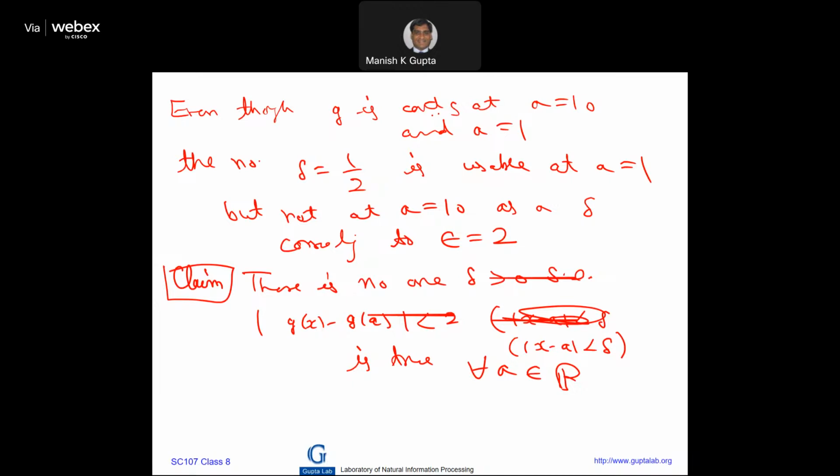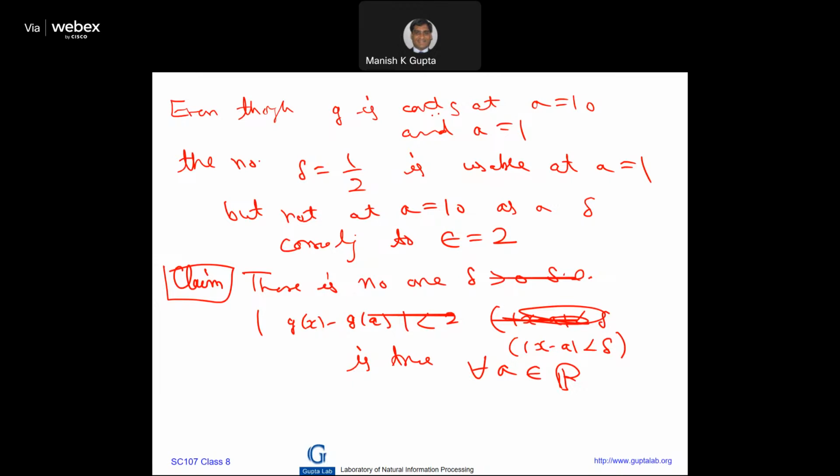Okay, so there is no one delta positive such that |g(x) − g(a)| is less than 2 whenever |x − a| is less than delta, right? If you remember, g of x is equal to x square. I am taking 2 points: one is a equal to 1, another one is a equal to 10. The same delta is not usable at both the points, right? That's what I have shown you, right? So there is an issue.